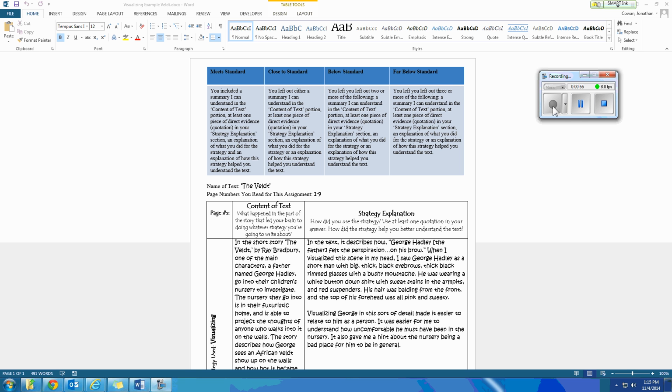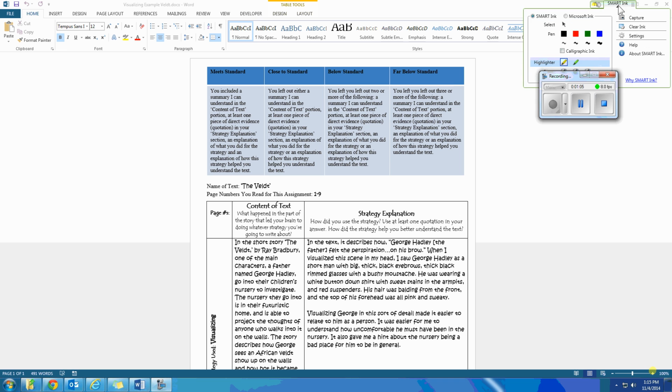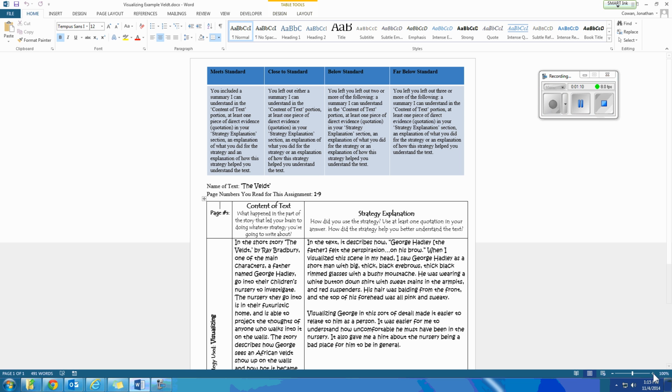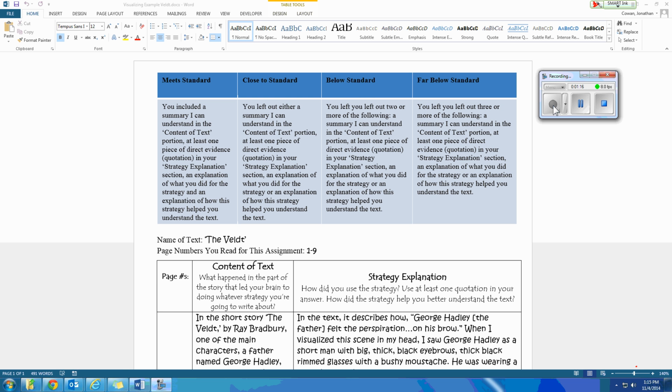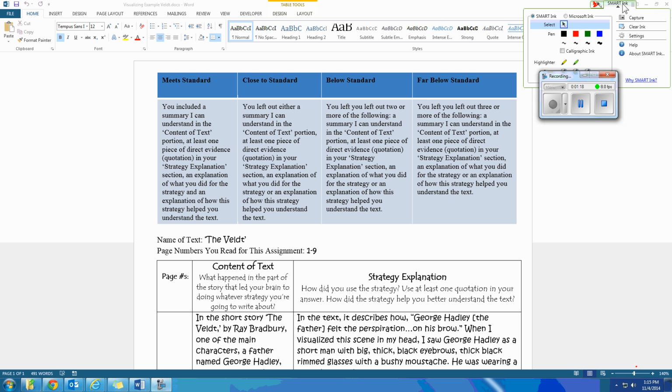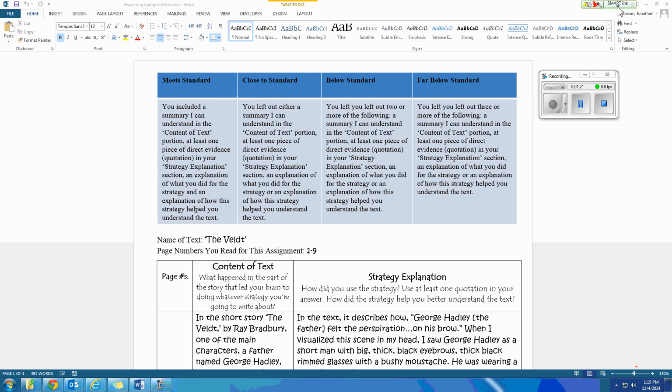So we're going to start by taking a look at the requirements of what it means to meet standard for this assignment. I'll zoom in a little bit and we'll clear that ink and get our mouse back. There we go. Okay, let's start by taking a look at what the requirements are to meet standard.